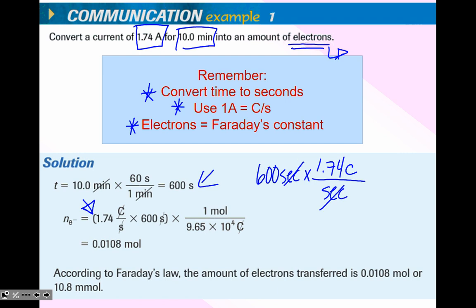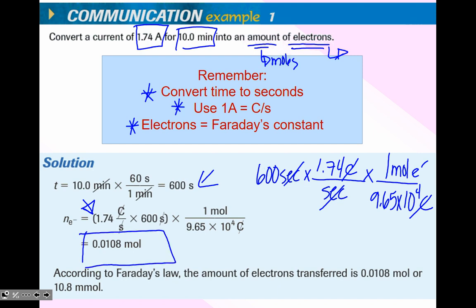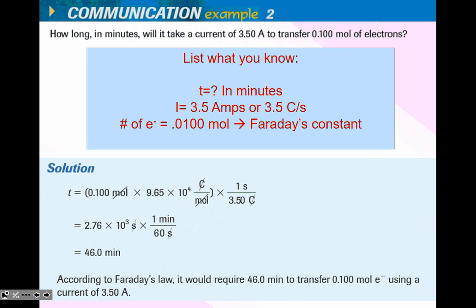So my seconds cancel out. Now I want my answer to be the amount, which is moles of electrons, okay? So now I want my coulombs to cancel out. So 9.65 times 10 to the power 4 coulombs, and that's for 1 mole of electrons. Okay, kiddos? So I can see very clearly my coulombs cancel out, and I get my answer in moles of electrons, which is 0.0108. That's your answer. So let's move on some more.